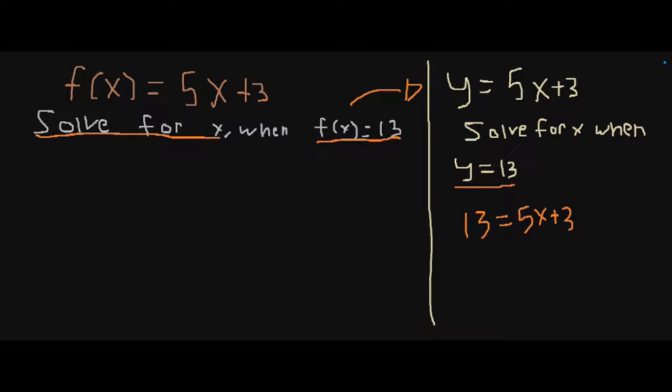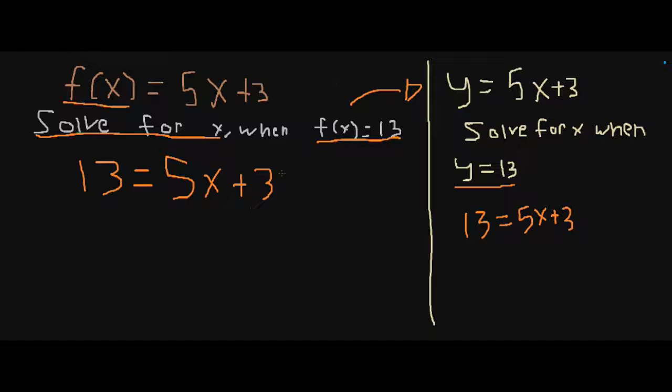This is the exact same problem as this problem right here, except now we're using what's called function notation, which is f of x. So now we just do the same thing. F of x, the entire thing is equal to 13. It's just like this problem right over here to the right. So all we do is replace f of x with 13. So we're gonna get 13 equals 5x plus 3, okay?